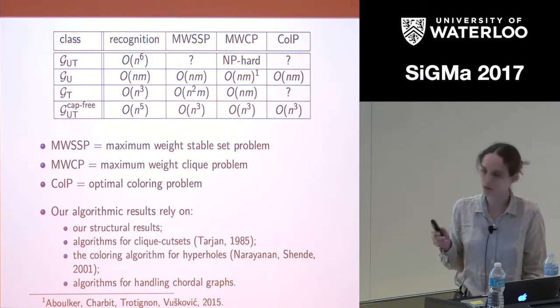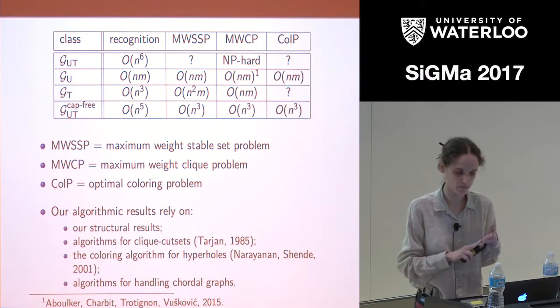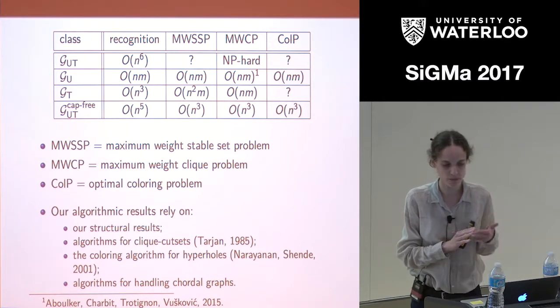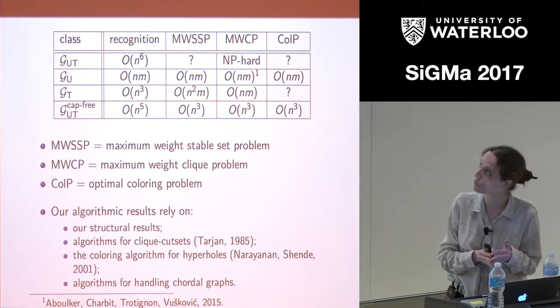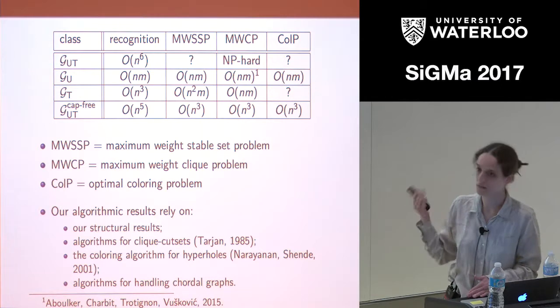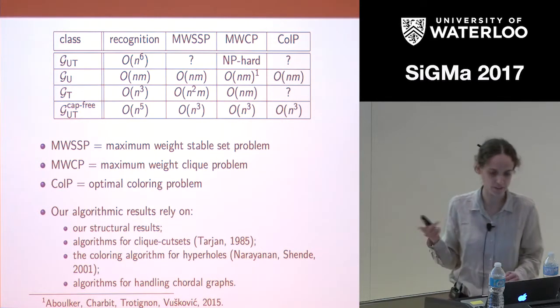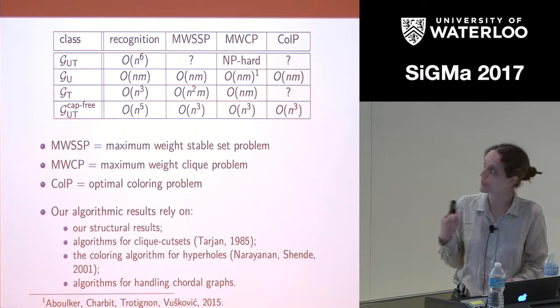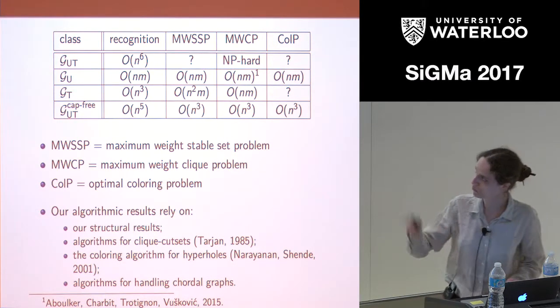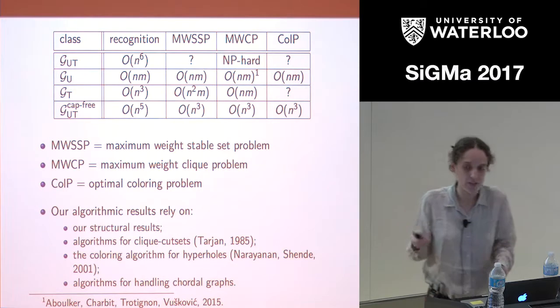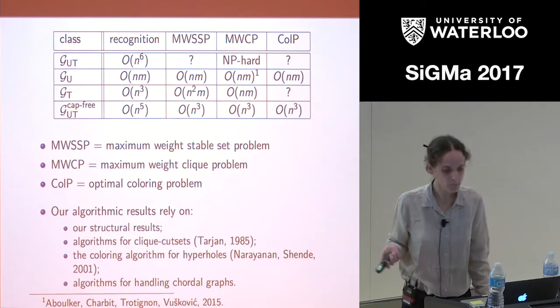Okay, and then finally we have these algorithmic results. So we have four algorithmic problems: recognition, maximum weight stable set problem, maximum weight clique problem, and the optimal coloring problem. Our results are summarized in the table. Only one of them, as far as we know, was known before, so that's the maximum weight clique problem for the class GU, so that's due to the four people in the footnote. Everything else, as far as we're aware, is new.